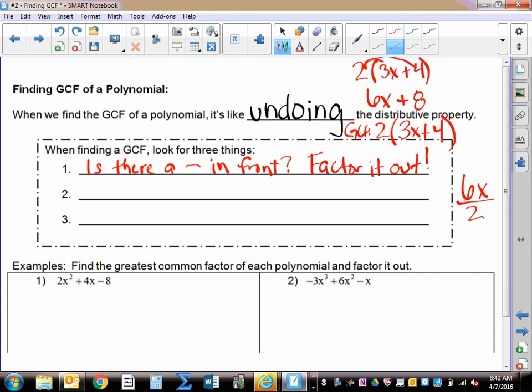Alright, so not only do we need to look for negatives, but we need to find with my GCF the largest factor of the numbers. Actually, let's use a more mathematical term. What are these numbers in front called? Coefficients. Good. The largest GCF of the coefficients.